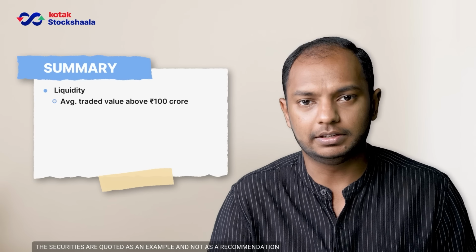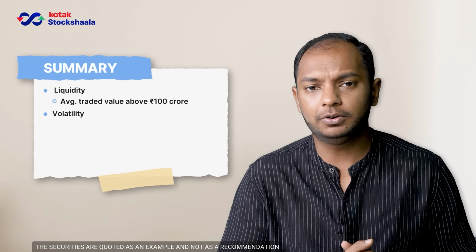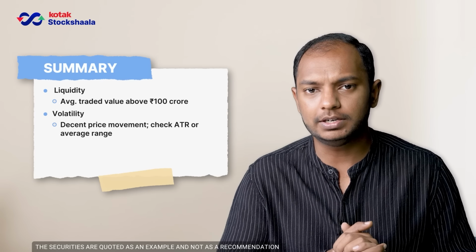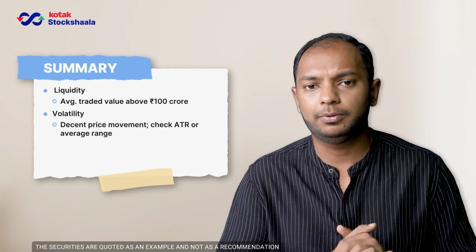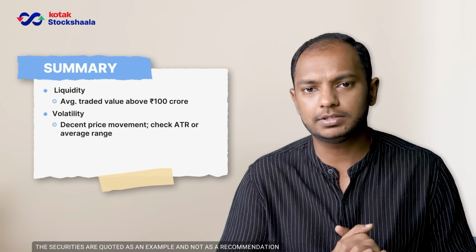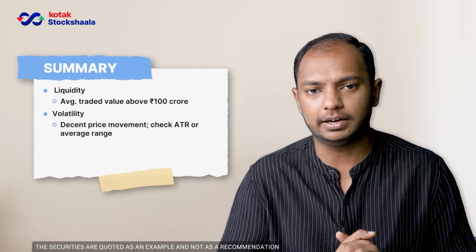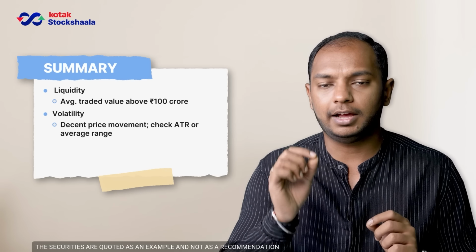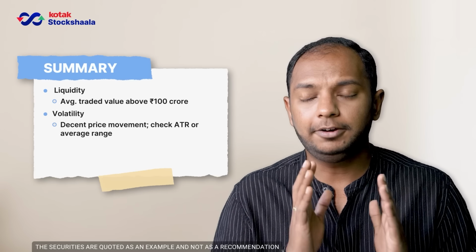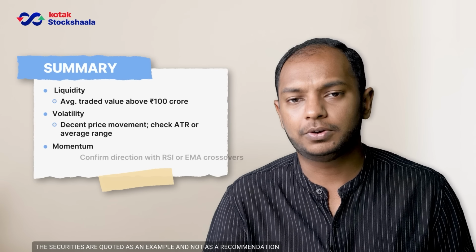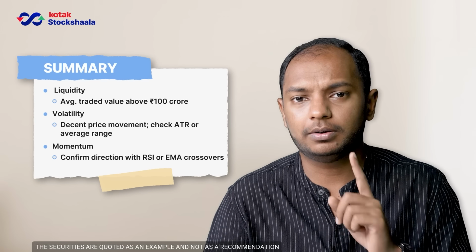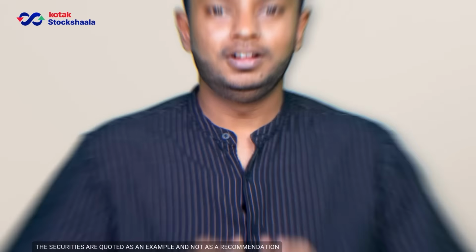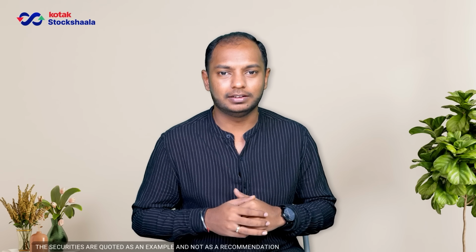And for volatility, we know that we need some decent price movements, and also you can confirm it with the ATR indicator, which stands for average true range indicator. And you can compare that between multiple stocks to know what is the average and which one is higher. And finally, momentum. You can confirm it with RSI or moving average crossovers. Choose the right stock and your job is half done, because the market rewards movement and not wishful thinking.